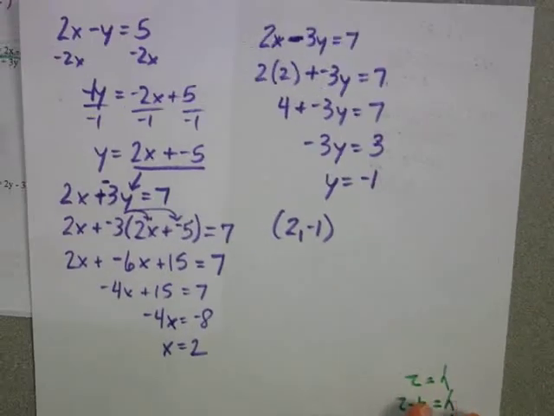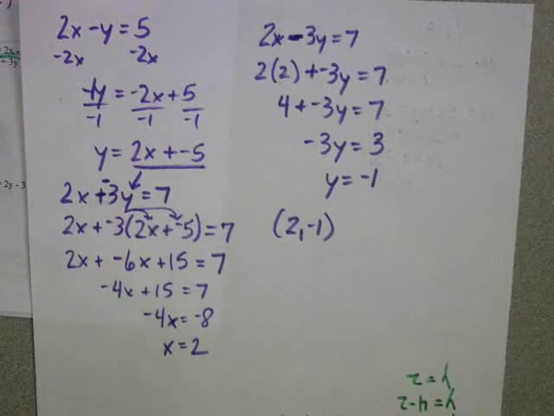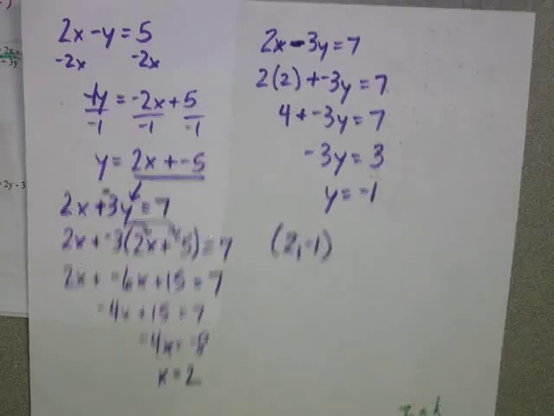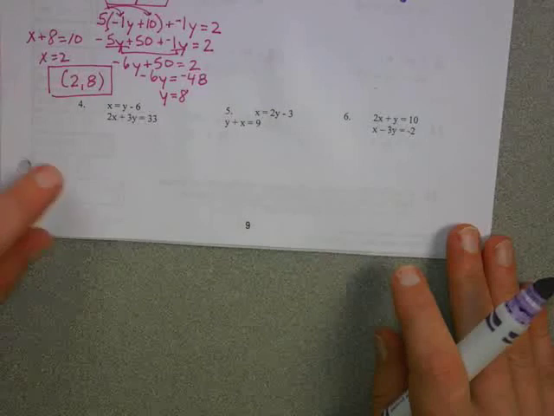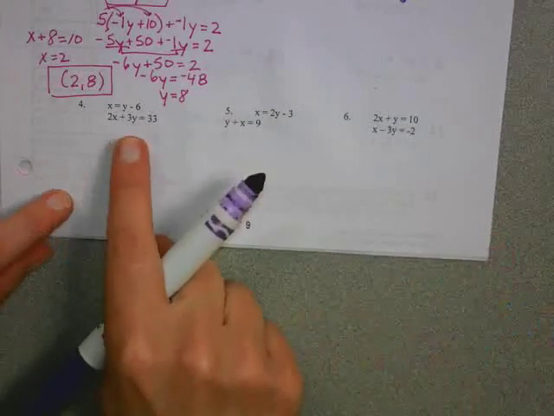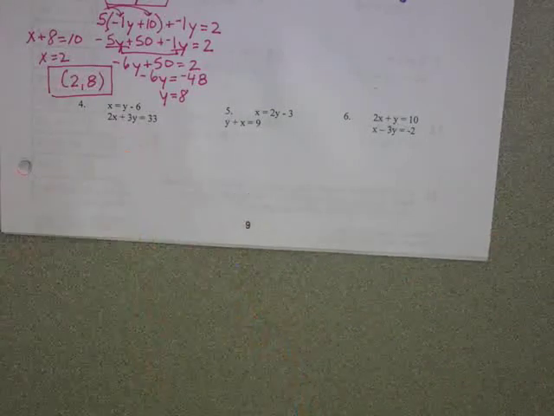Okay, so number 4, you're going to do on your own here, and then you're going to come back and check and see if you got it correct. Number 4 is a nice one, isn't it? Because they already have a variable by itself, so go with it. All right, go ahead, pause the video and see how you do.